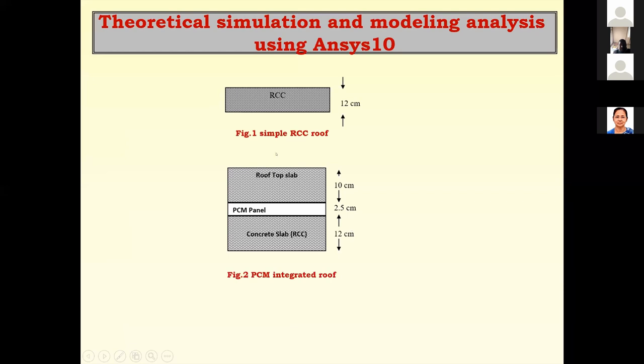Actually, this is an RCC roof, what you can see here, having 12 centimeter thickness. So with this ordinary simple RCC roof and this PCM integrated roof, how is this going to play a major role in keeping the temperatures down for a long period of time, and how is this going to create comfort conditions inside the room for the people who are residing.